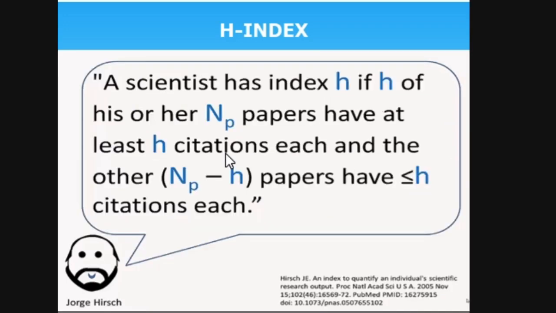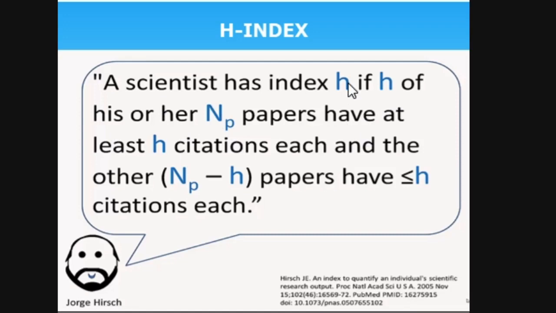This is the proper definition of H index. It will be technical, but when I give the example, I will come back to this definition so that you will understand. A scientist has index H, that means any researcher has an index H if H of his or her NP, the number of papers, have at least H citations.